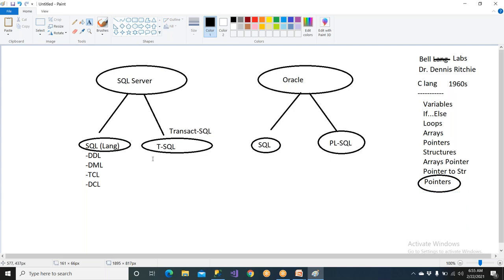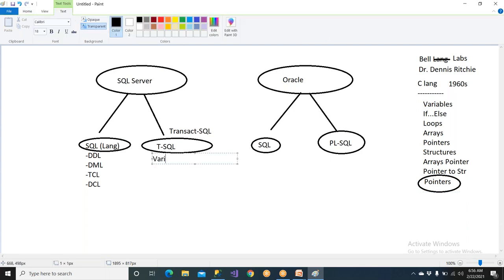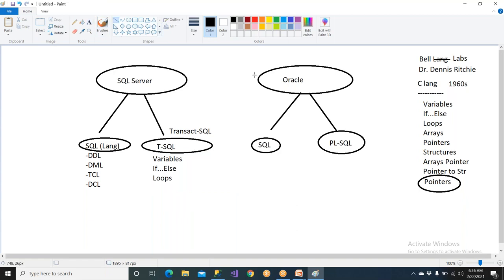Okay, the basic things will be here: variables, and if and else, and we're going to be using loops, right? And we have a lot of other small concepts. But we don't have these many things, pointers, structures, arrays. All these things are not part of PL/SQL or T-SQL.